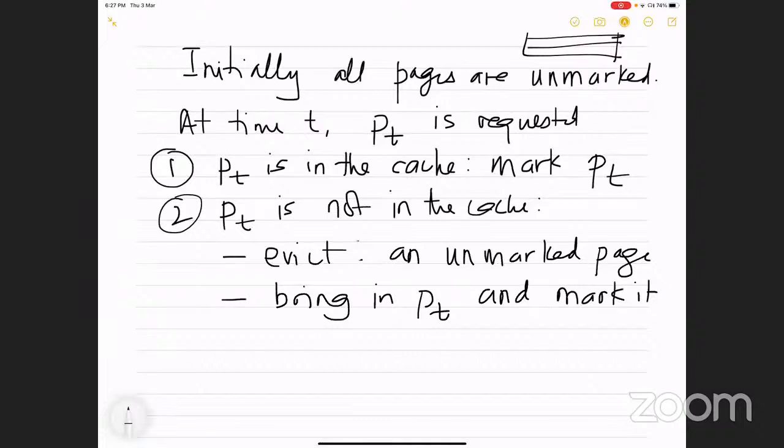Now the only thing is, what if all the pages in the cache are marked? What is this mark doing? This mark is essentially saying that this page has been recently accessed. If you're unmarked, it means that you have not been recently accessed. So if you have to remove somebody, you remove a page which has not been recently accessed. Now the only issue with this whole algorithm is, what if all pages are marked?